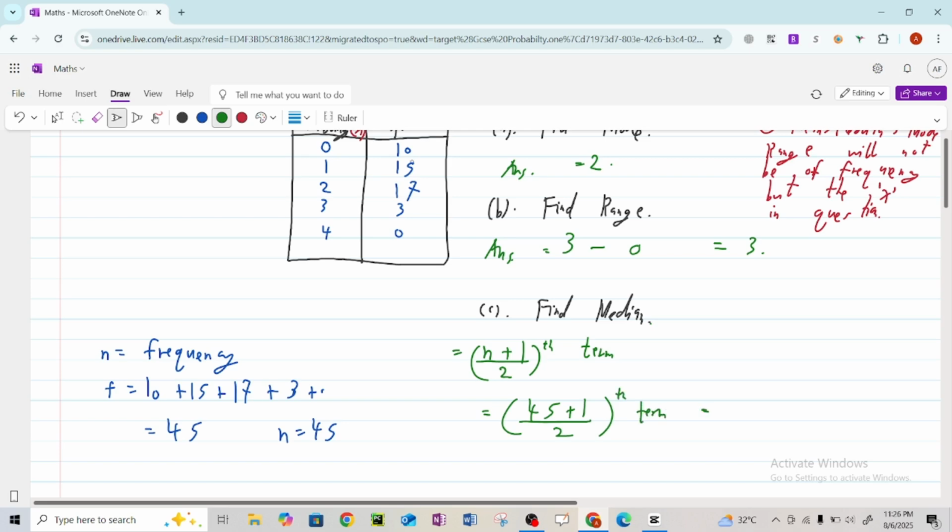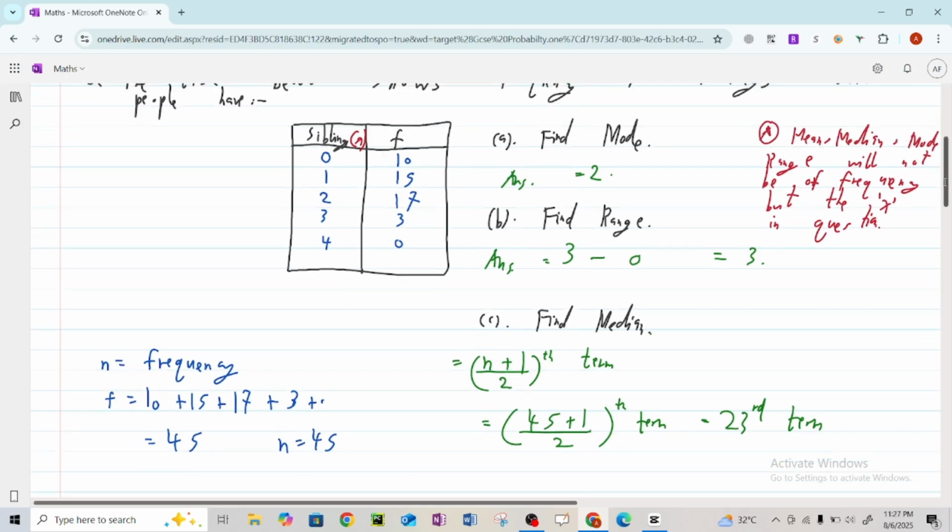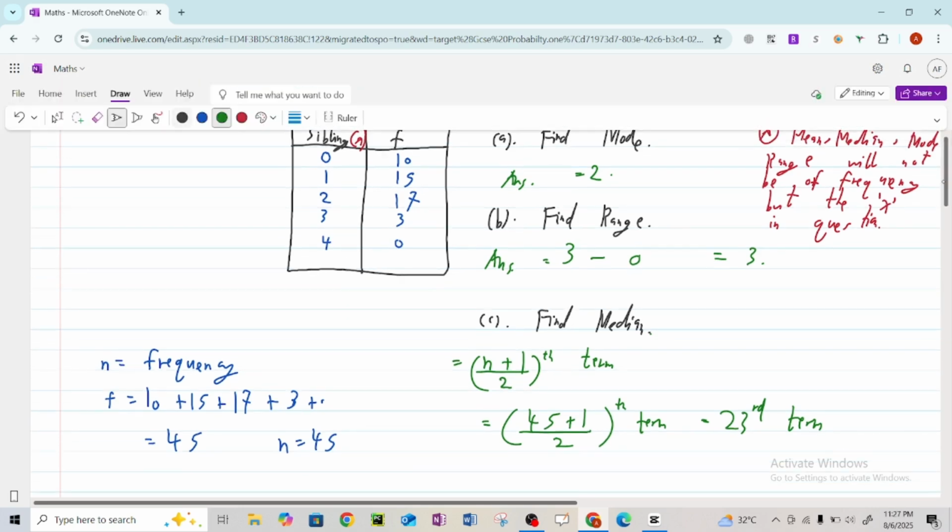That is 46 divided by 2. What is that? The 23rd term. Okay, now we check. This is not our answer, by the way. This is not our answer. Let me also write that here so it's pretty clear.